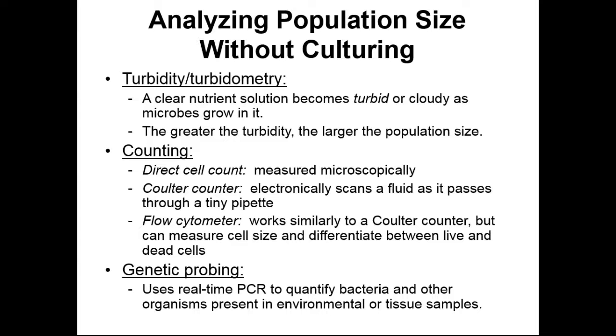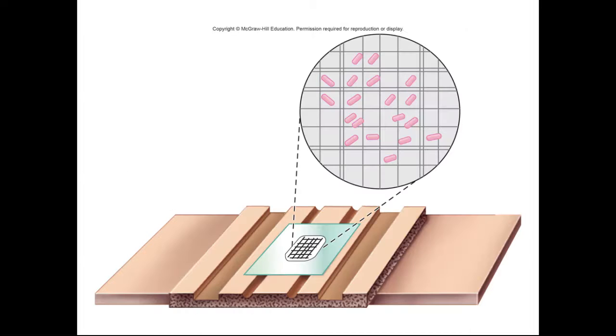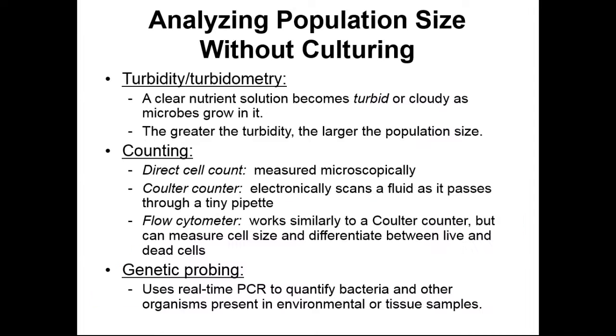We can do direct counts or counting techniques. Direct cell counts involve using a microscope slide with a grid. Direct cell counts are laborious, they're tedious, and do not differentiate between living or non-living. You can use a culture counter. A culture counter is going to take a steady stream of liquid media through a tiny pipette and will individually, with an electrode, scan each bacterium that goes past. Culture counters, generally speaking, do not differentiate between living or non-living bacteria.